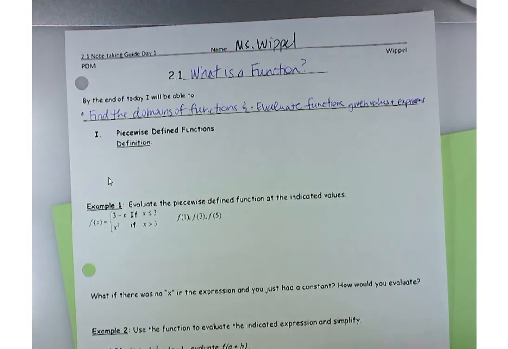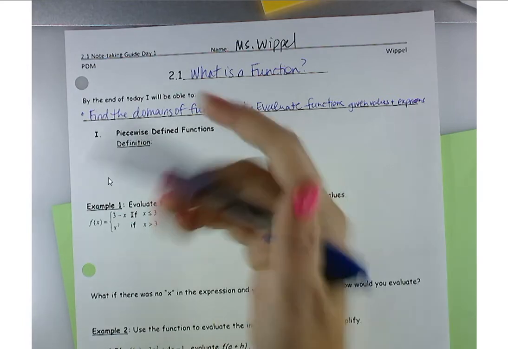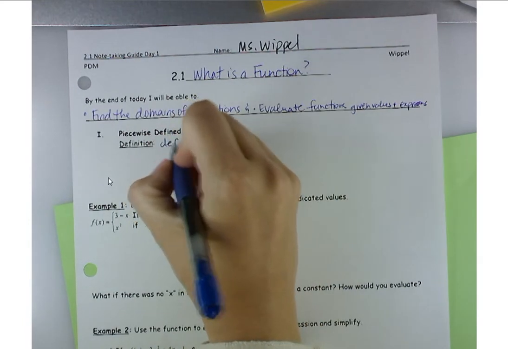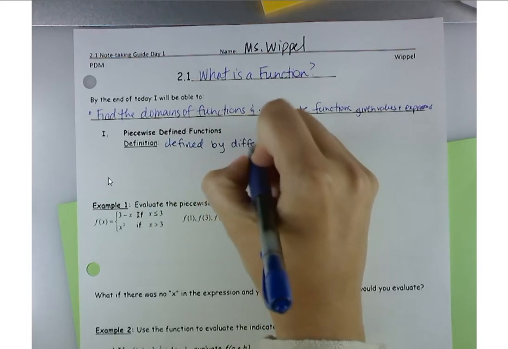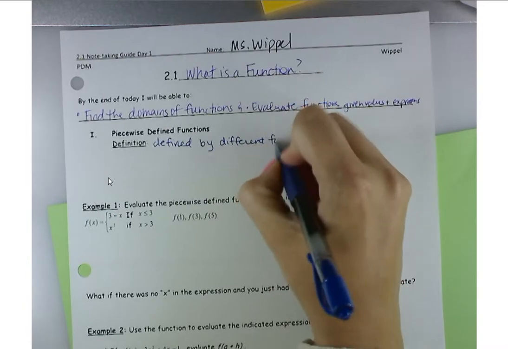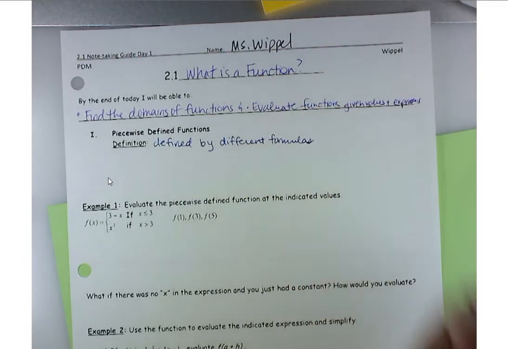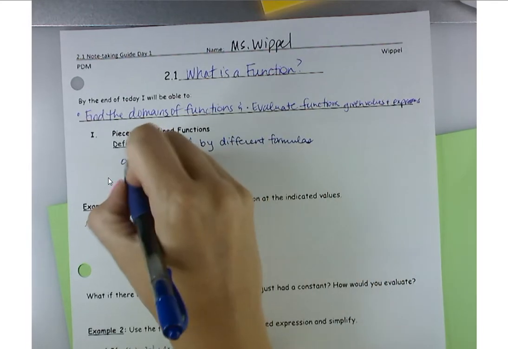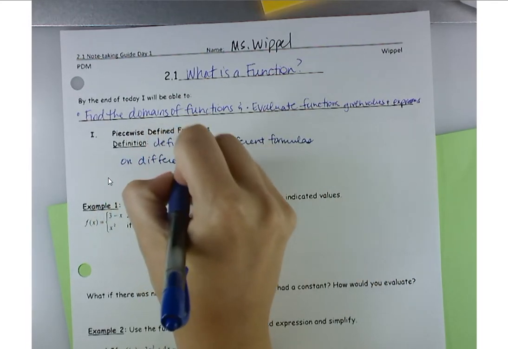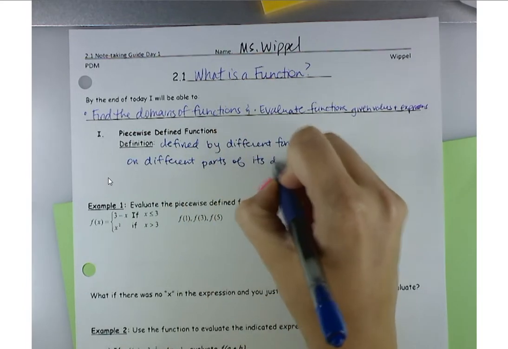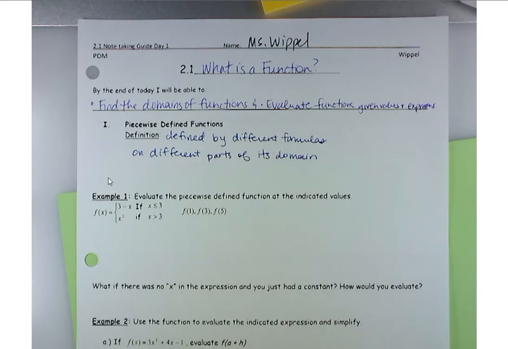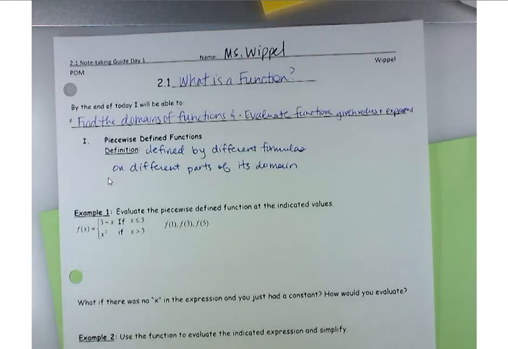And the first thing we're going to do is talk about piecewise defined functions. Okay, so piecewise, the main word in that is piece. It really is different pieces of a function. And those different pieces are defined by different formulas or expressions on different parts of its domain. Okay, so you have the different formulas on different parts of its domain.